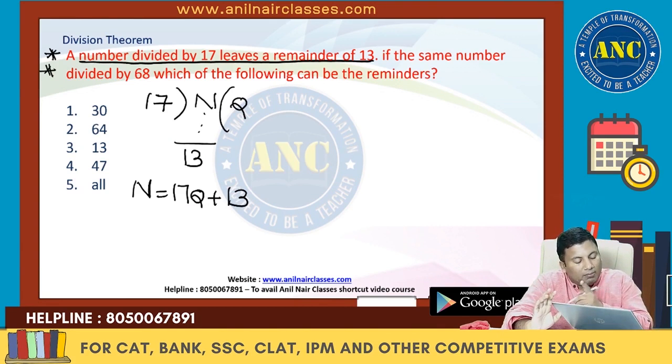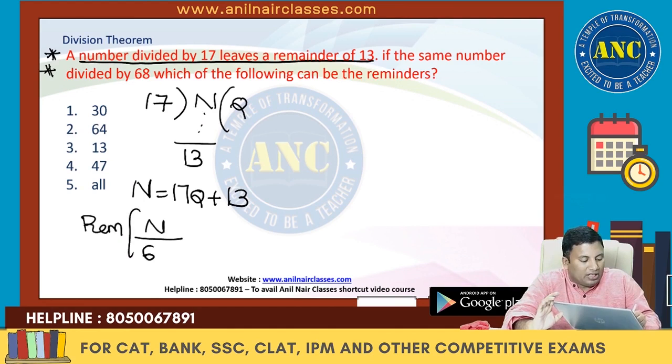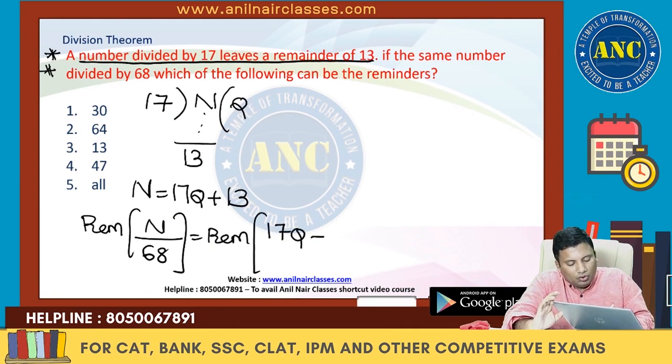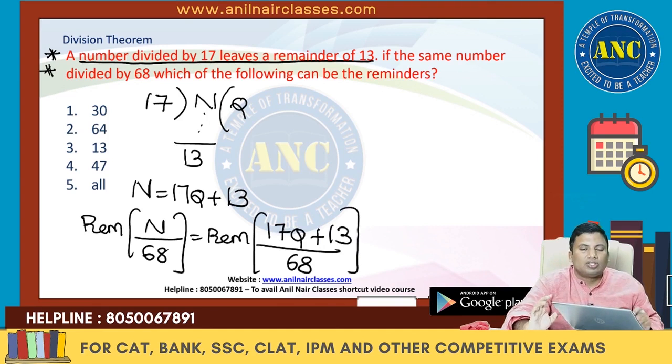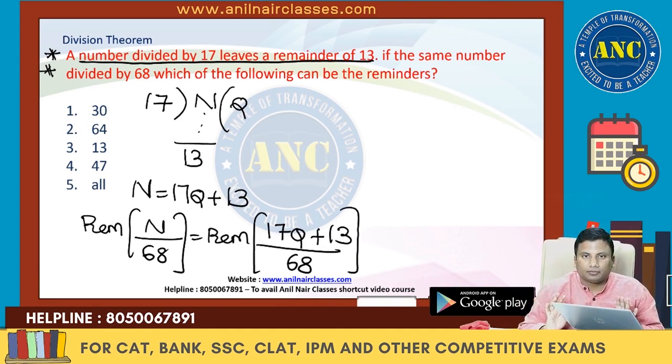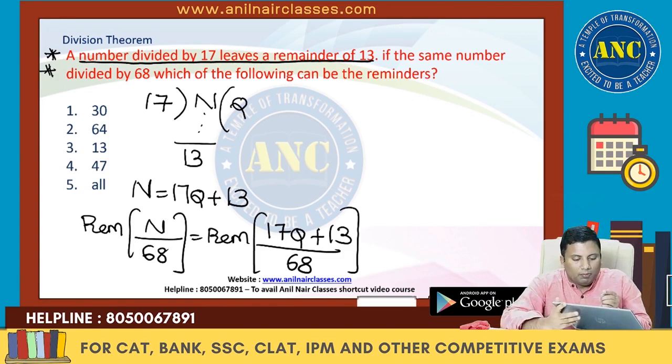If the same number is divided by 68, the same number I am dividing by 68, so this is nothing but 17q plus 13 divided by 68. Are you with me? Now I will use method 1, then I will use method 2. Method 1 is the traditional method.